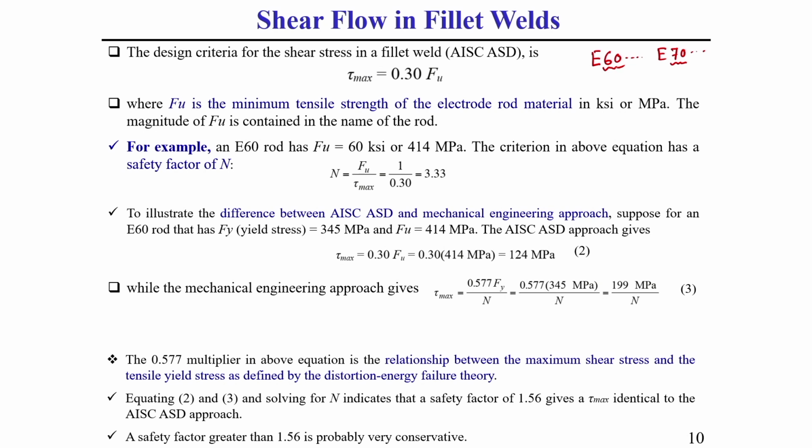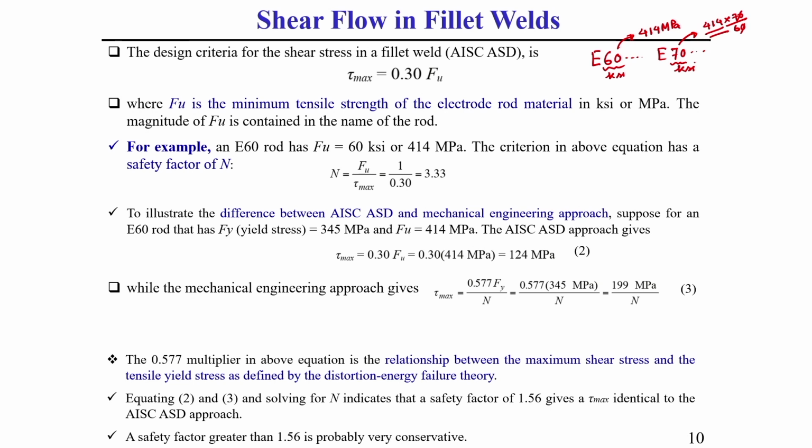Generally this 60 represents KSI, that means kilo pound per square inch, and this 70 also has the unit KSI. If we convert into megapascal, this 60 will be generally 414 MPa and this 70 will be just proportional to that. You can calculate this, 414 into 70 divided by 60, this way you can calculate the MPa.